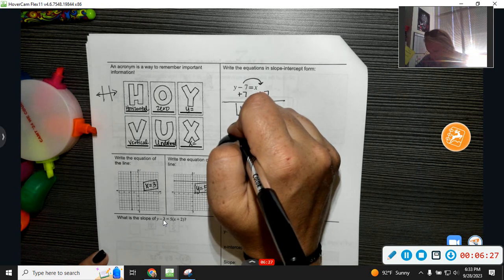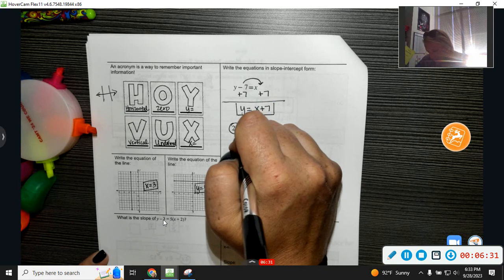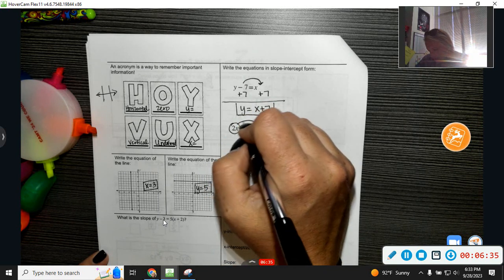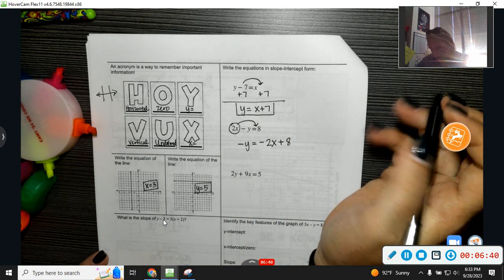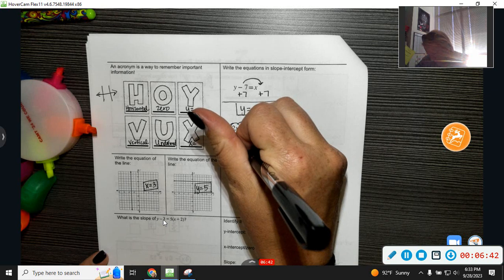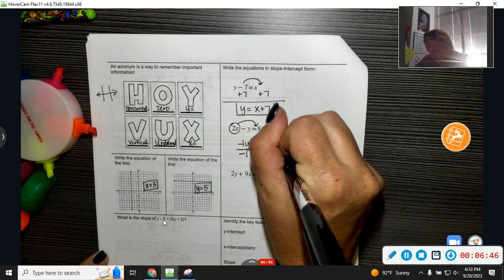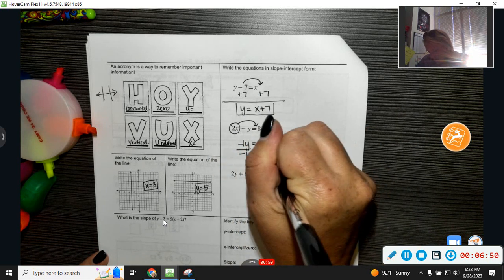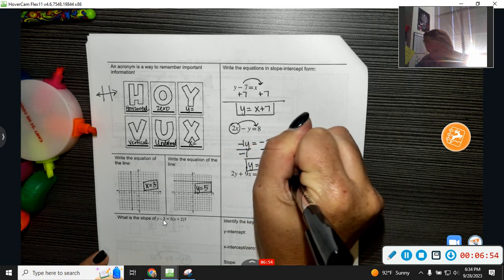All right, on this one, I'm going to take the 2x, and I'm going to move it over. Negative y equals negative 2x. It's coming in, and it's pushing that 8 out of the way, so it's plus 8. And then we have negative 1, so we divide everything by a negative 1. And I get y equals 2x minus 8. The slope of that equation is 2.